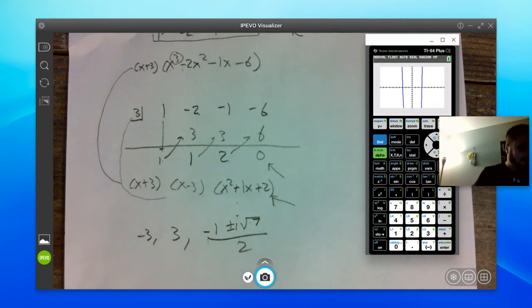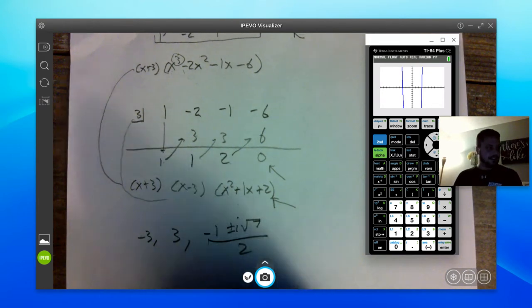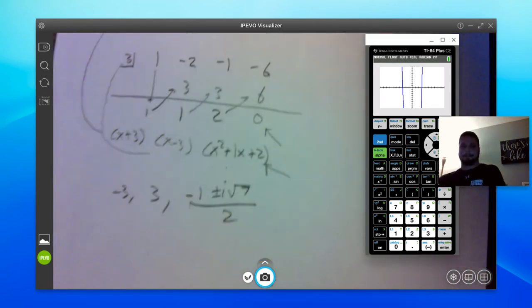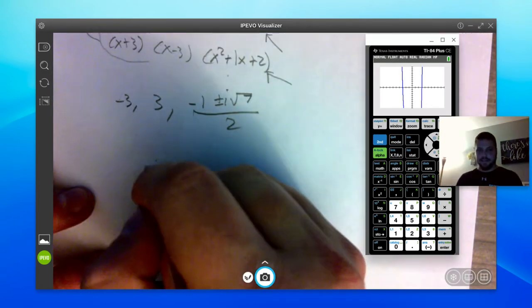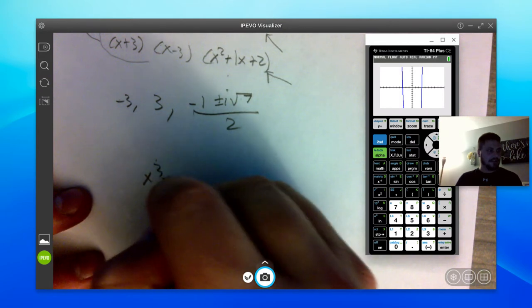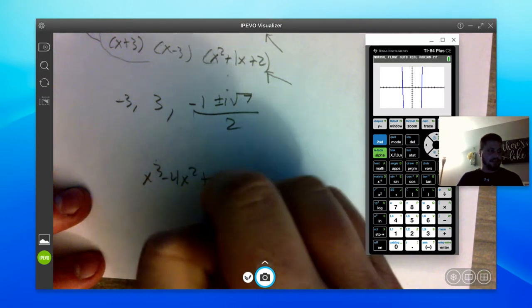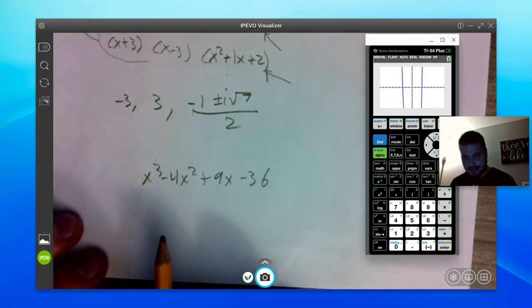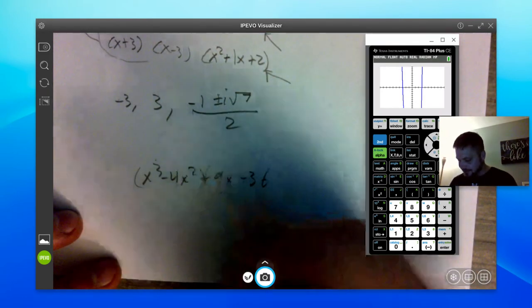We can do one more, of course, if you'd like. Now, let me remind you, you don't always have to do this. In fact, if I said find all the roots of x to the third minus 4x squared plus 9x minus 36, the first thing you should ask yourself is, can I factor that? This is a 4-term polynomial, so you should think factor by grouping.